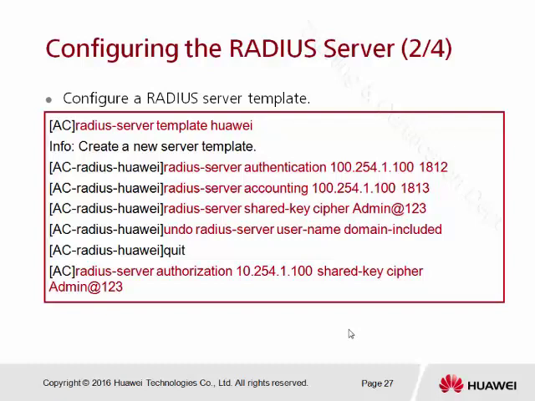When doing the accounting, I will use the same IP address but a different port number. The port number I use is 1813. Don't forget about the shared key. The shared key I'm going to use is admin@123.